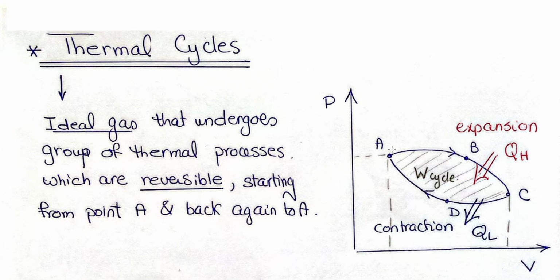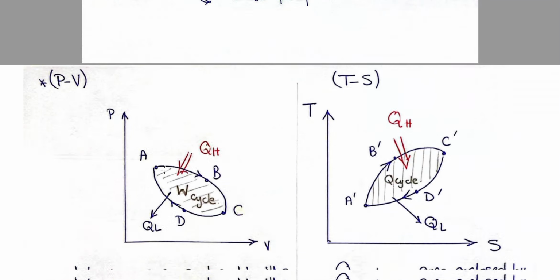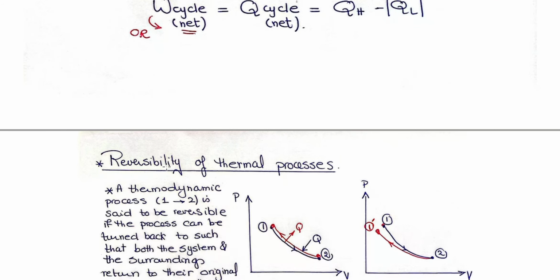To have this thermal cycle and this study, we have two conditions. The first condition is to have an ideal gas, so that I can use all the equations of the ideal gas and the state equation of the gas. The second condition is that each process is to be reversible. What is the meaning of reversible? Let's check what is the meaning of a reversible process.